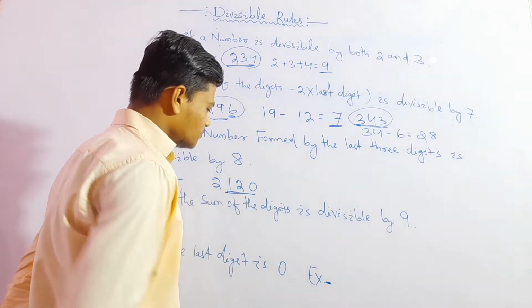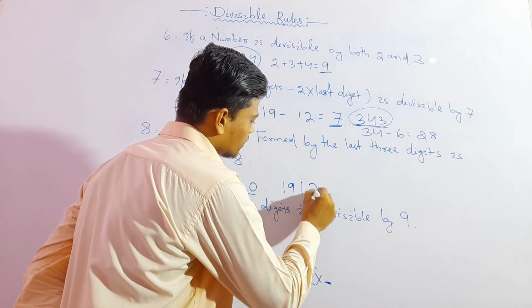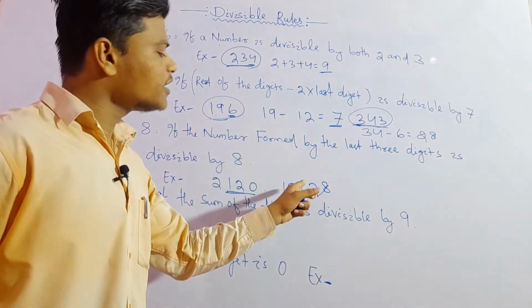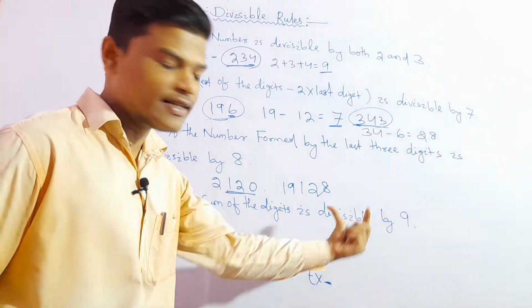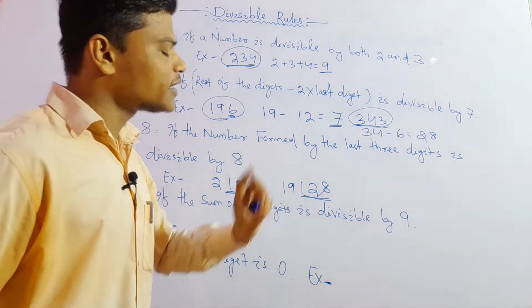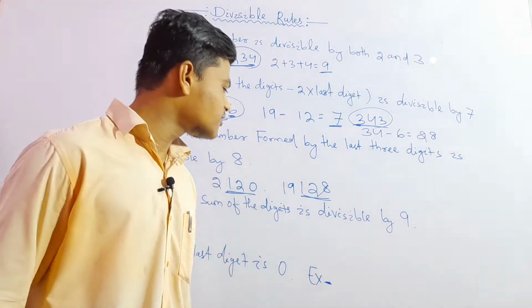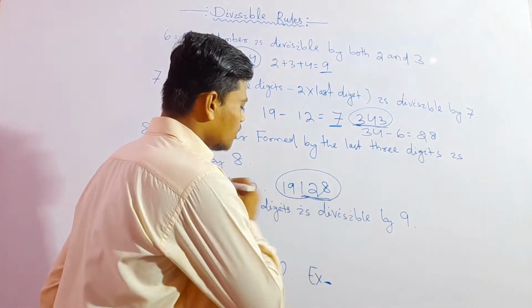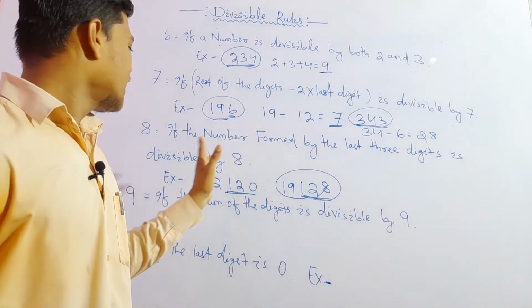See another number, 19128. Here also we need to check the last 3 digits. The number formed by the last 3 digits is 128, and you know 128 is also divisible by 8. So therefore the complete number 19128 is divisible by 8.